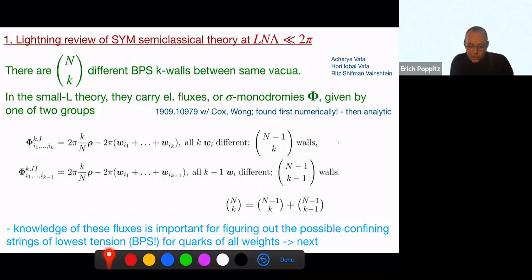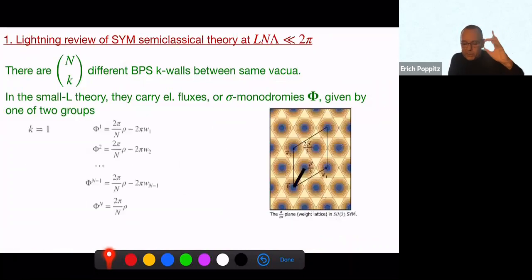But the point is this. If you know the fluxes carried by BPS walls, you can figure out the combinatorics of confining strings of lowest tension that confine quarks. So it's an interesting story. For most of what I will talk about, one walls will be the most important. So let me just illustrate that for the case of one walls, because it's very simple. For one walls, n choose 1 is n, and so there are n walls.